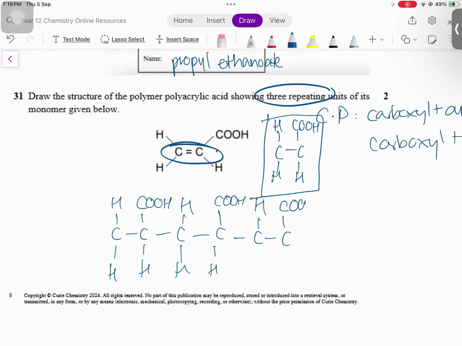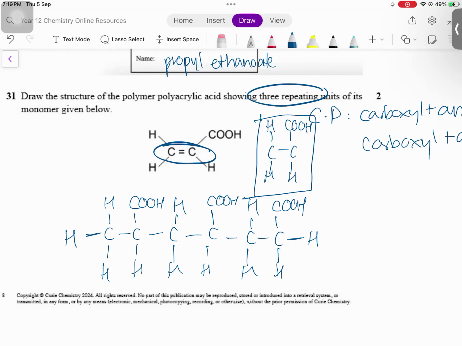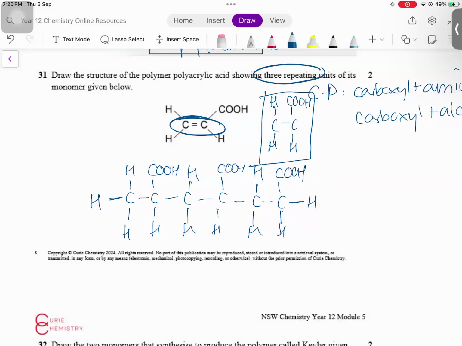Now, if they didn't tell me how many times to repeat it, I draw extra lines at the end with square brackets, and I do subscript n being however many times to repeat it. But because they've told me to repeat it 3 times, I assume that my molecule ends here. So these carbons at the end, I'm just going to fill with extra hydrogens. Okay, any questions? No. All right.